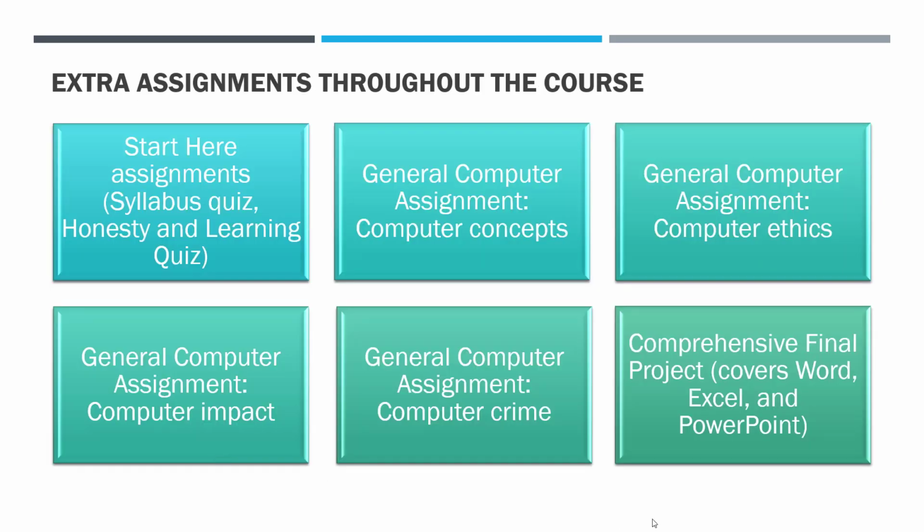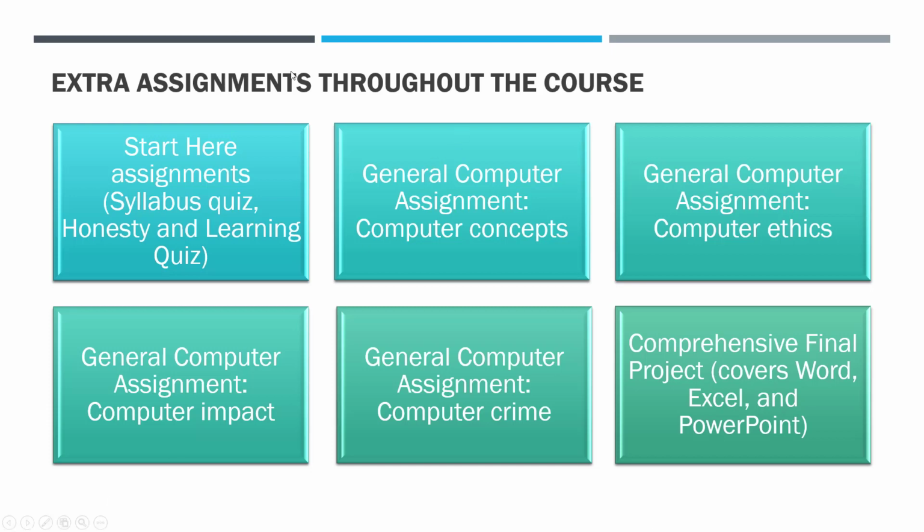So then there are some extra assignments that are there throughout the course. I already alluded to the Start Here assignments, which are in your Blackboard classroom in the Start Here folder: syllabus quiz and honesty and learning quiz. The second would be the general computer assignments. There's 4 of them: computer concepts, computer ethics, computer impact, and computer crime. And then the last extra assignment is that comprehensive final at the end of the semester.